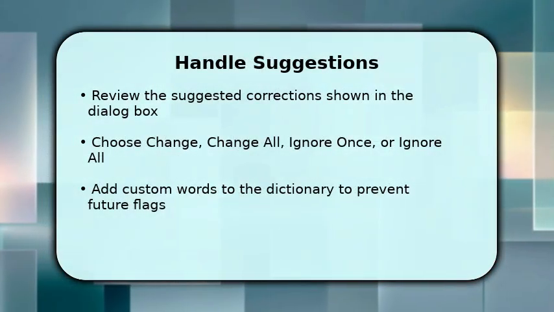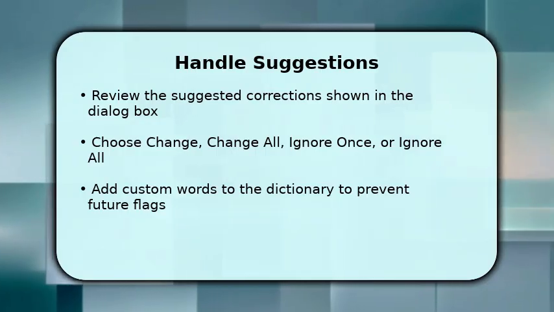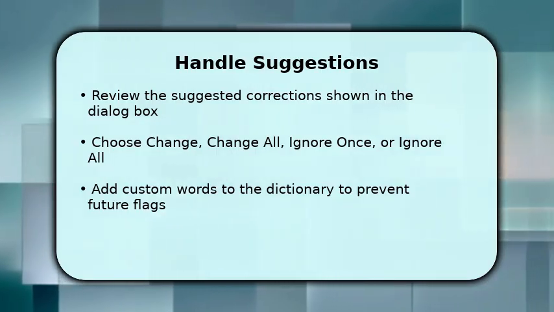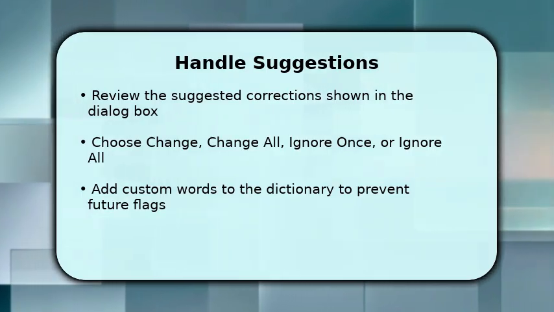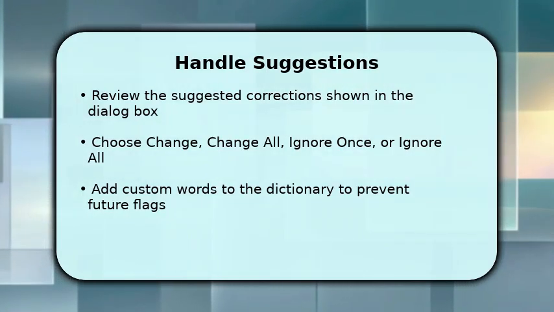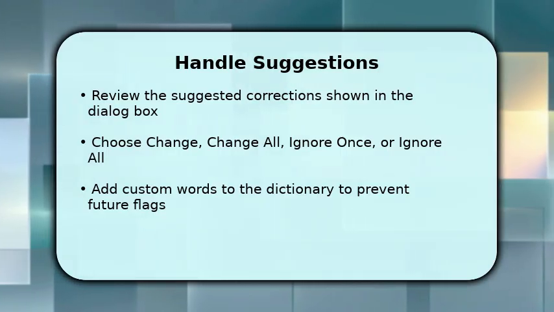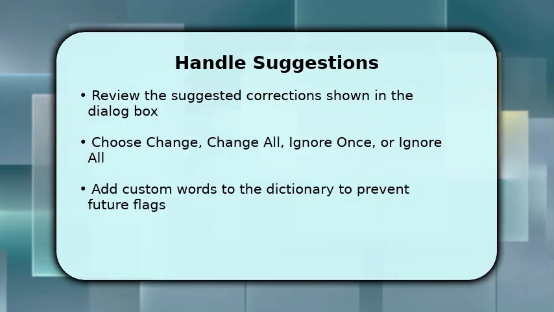You now evaluate each suggestion the spelling dialog provides. Read the context in the cell preview, then pick Change to fix a single instance or Change All for repeated mistakes. If the term is intentional, like a product name, select Add to Dictionary so Excel won't flag it again. Also use Ignore Once when the instance is legitimate but you don't want to add it to the dictionary.